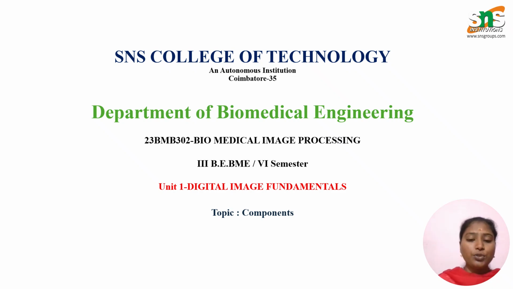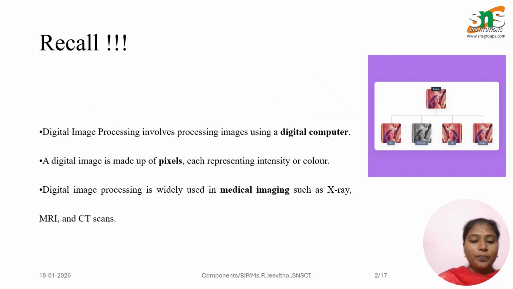Hello everyone. Today we are going to see components of a digital image processing. First, before going to components, let us recall what digital image processing is. Digital image processing means processing images using a digital computer. A digital image is made up of many small units called pixels, and each pixel represents intensity or color.